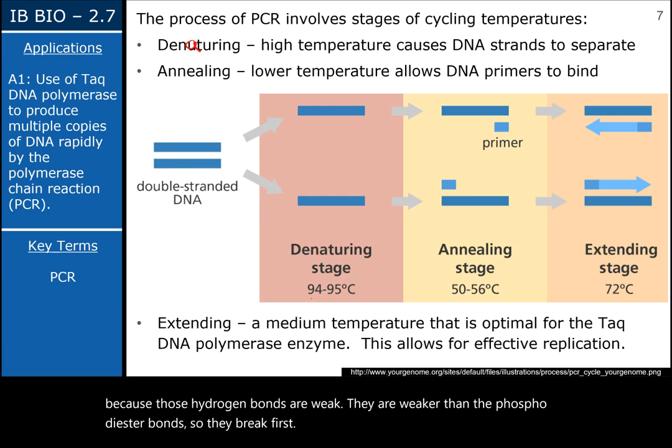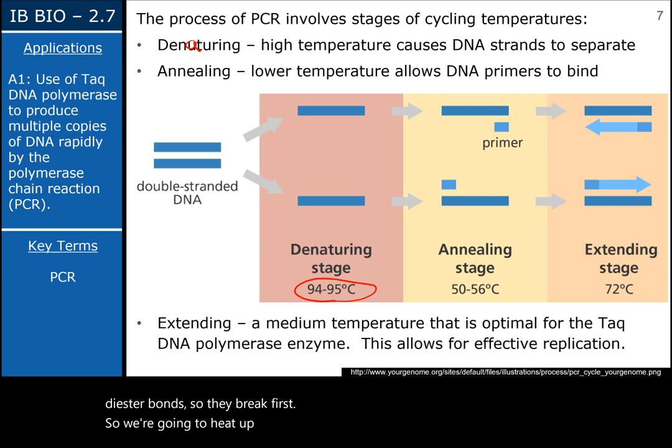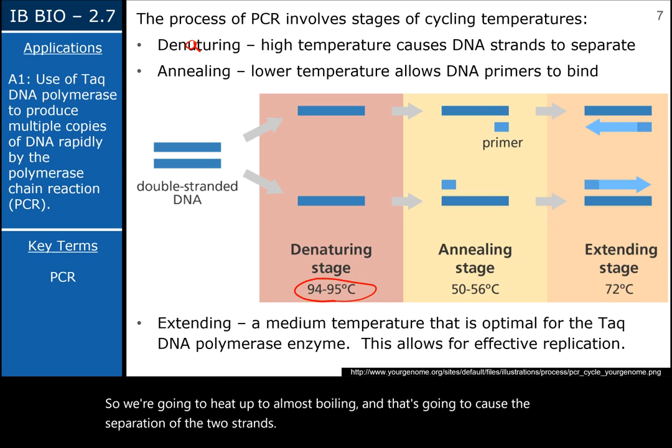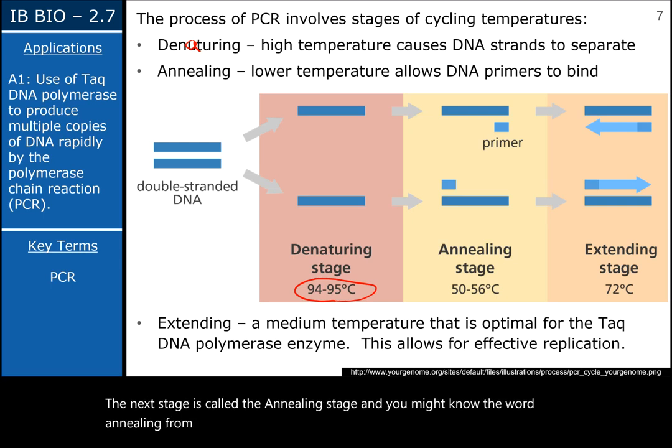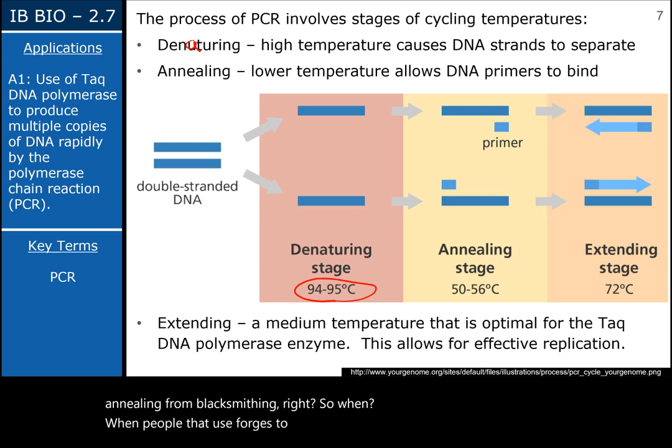So we're going to heat up to almost boiling, and that's going to cause the separation of the two strands. The next stage is called the annealing stage, and you might know the word annealing from blacksmithing, right? So when people that use forges to create items, metal items, so of course I think immediately like samurai sword.